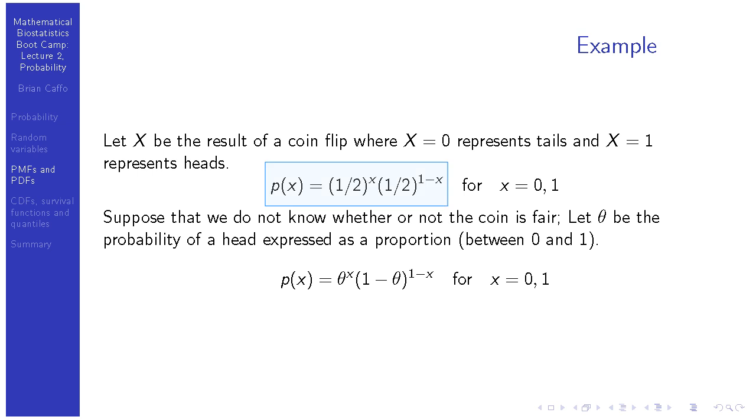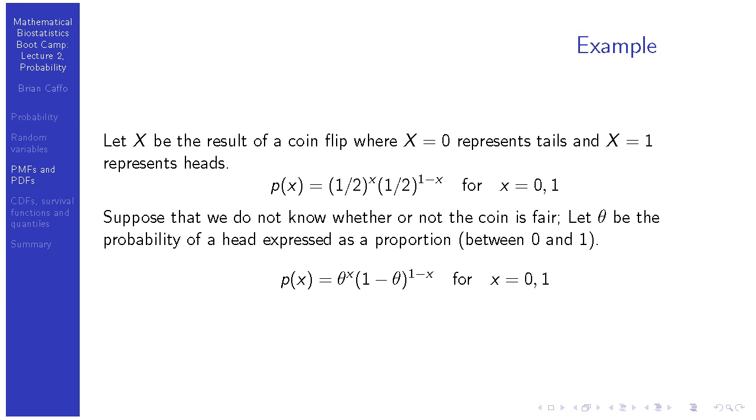Here we write it as 1/2 raised to the power x times 1/2 raised to the power 1 minus x. And notice that if you plug in x equals 0, you get 1/2. And if you plug in x equals 1, you also get 1/2. Now let's go to a slightly more complicated example where we assume that the coin is potentially biased, i.e. that it's not fair. So let's let theta be the probability of a head, in this case expressed as a proportion between 0 and 1. Just as an example, imagine if theta was 0.3 instead of 1/2, then we would think that the probability of a head is 0.3 and the probability of a tail is 0.7.